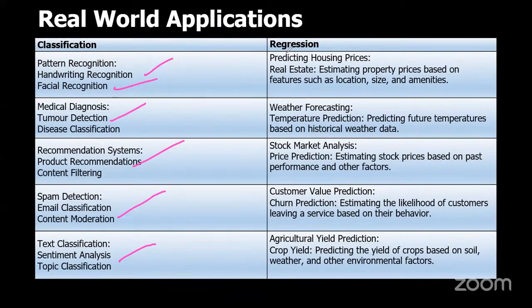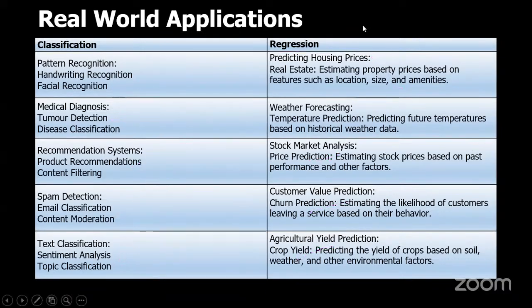As we know, KNN can also be used for regression. KNN helps us to predict use cases like predicting house prices, weather forecasting, temperature prediction, stock market analysis, predicting the price of stocks, churn predictions, and finally crop yield. In agriculture, yes, we can also predict the crop yield using the KNN algorithm. So these are the applications in case of classification and regression, guys.